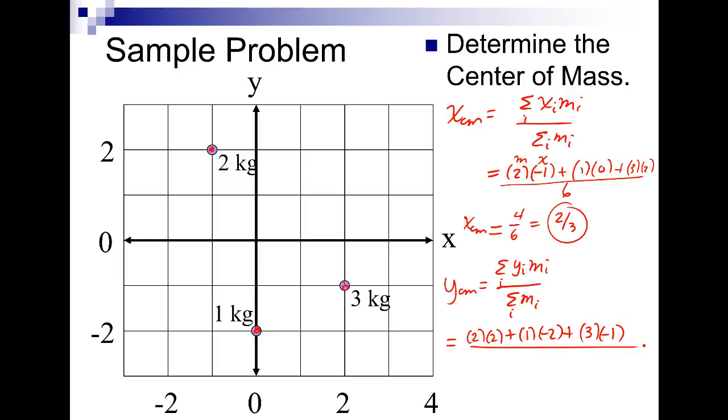So you can probably tell that most of the stuff in this system is below the y equals 0 line, so we're going to have a negative y center of mass. So that's going to give me 4, a -2, a -3, so I'm going to get -1/6. Okay? Alright, so it's kind of like the 2 kilogram, even though it's not as heavy as the 3, it's up higher, so it's got more weight to its position. Okay? So the center of mass for this system would be (2/3, -1/6).